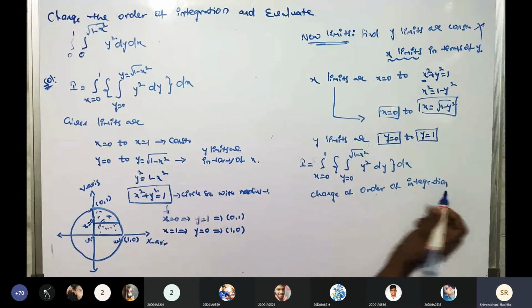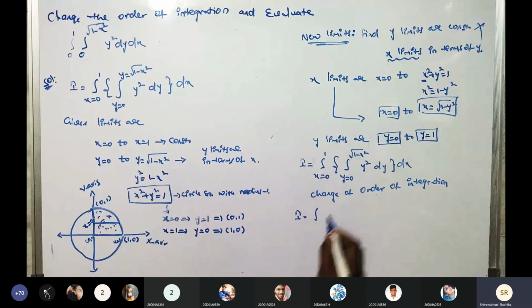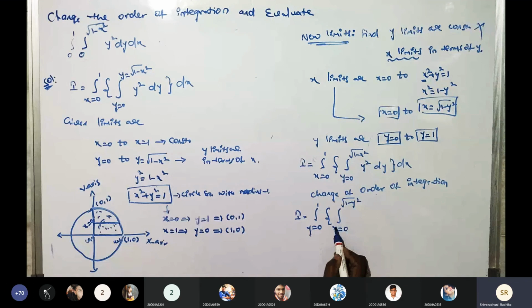So we are going to apply the new limits to the given integration. First, opposite of x is the y limits. What about the y limits? y equals 0 to 1, and opposite of y, we are going to write the x limits. Here x limits are what? x equals 0 to under root of 1 minus y square. With respect to x, y square is the constant, taken outside. Here dx into dy. Now we are going to simplify this integration and get the value of this integral. Write down first, all of you.